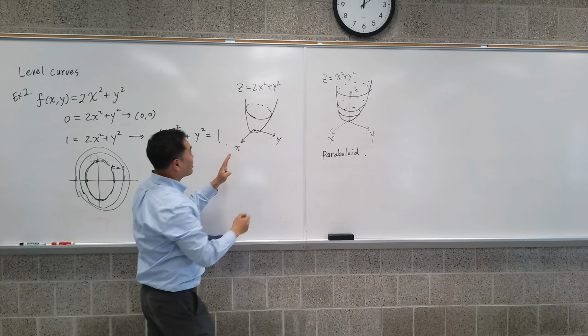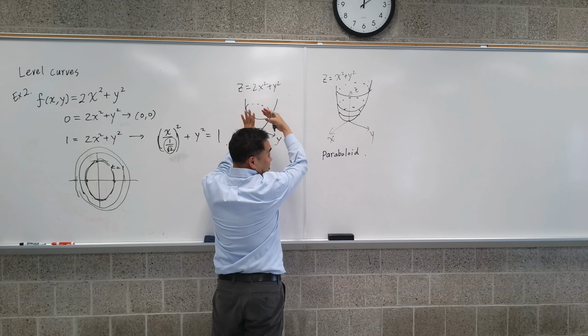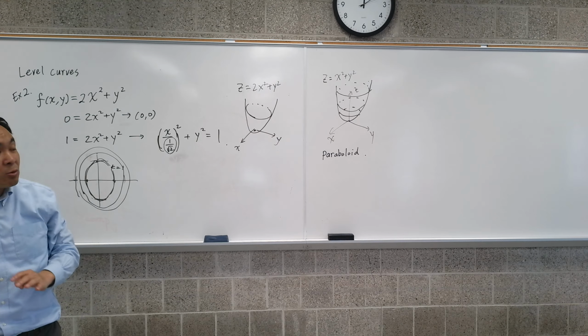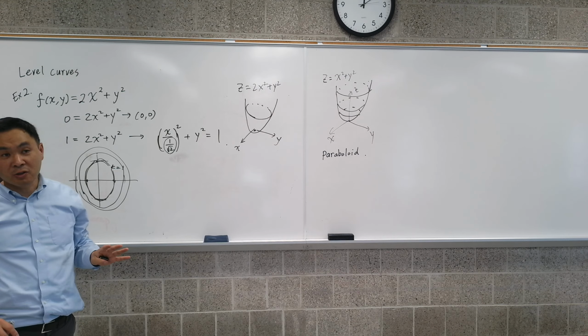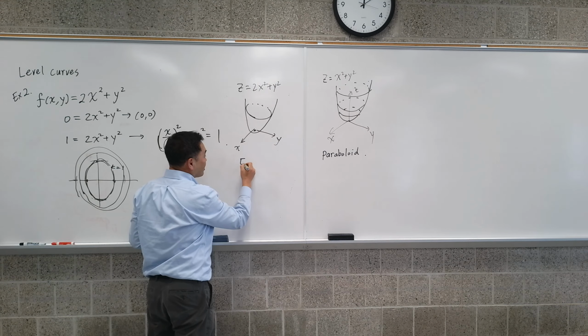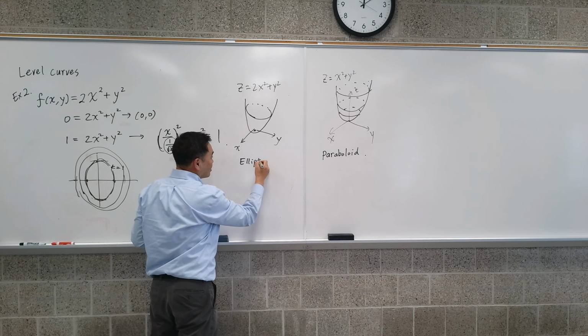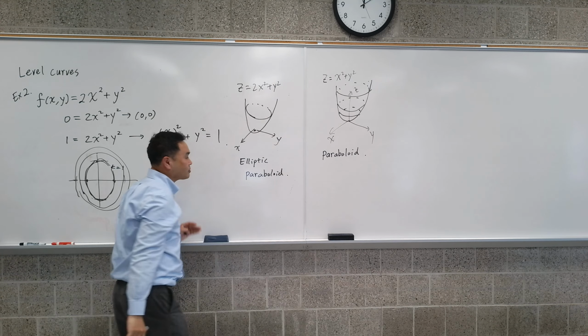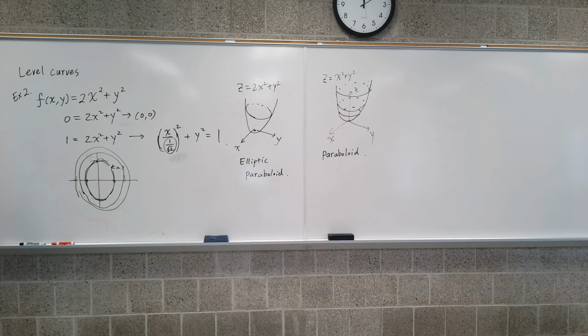And compared to this, in the x direction we're squashing it, so that the cross sections are not circles, but ellipses. So in such a case, we say this is an elliptic paraboloid. Elliptic paraboloid.